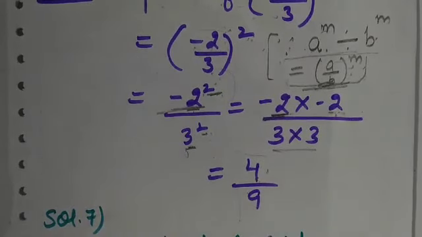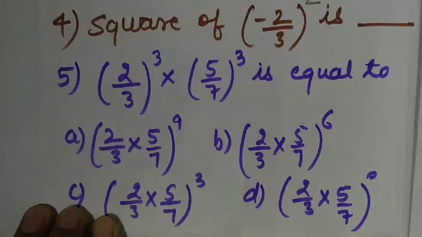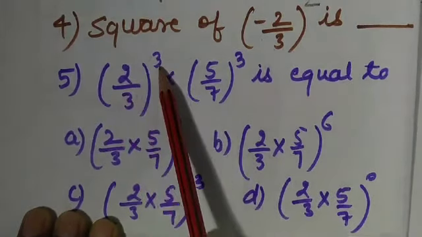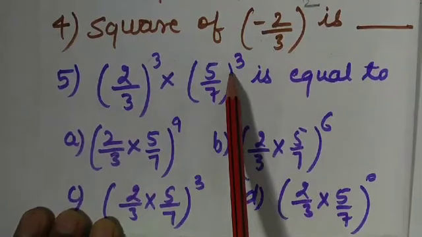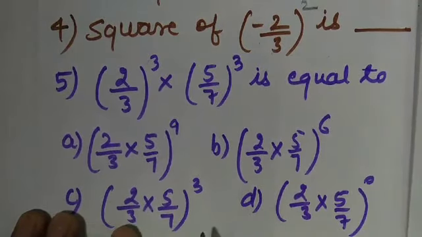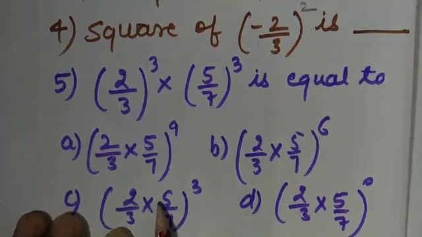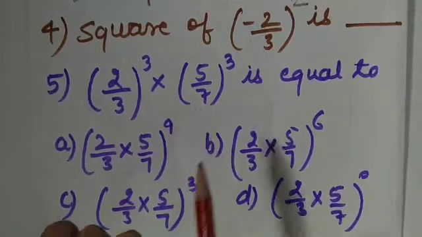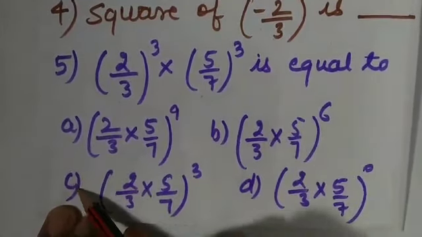Now come to question number 5. Question number 5 we are having is 2 by 3 raised to the power 3 into 5 by 7 raised to the power 3 is equal to. We have been given 4 options and we have to find the correct one. So this can be written as, this is the correct option.